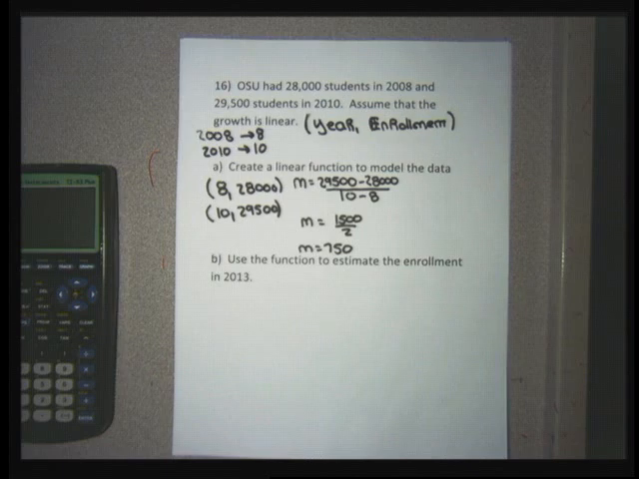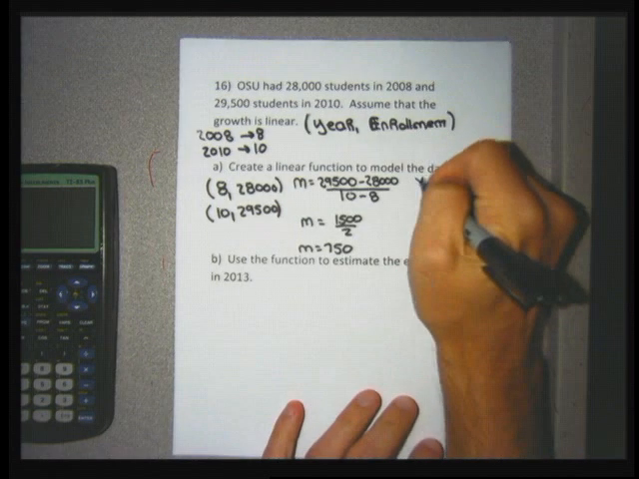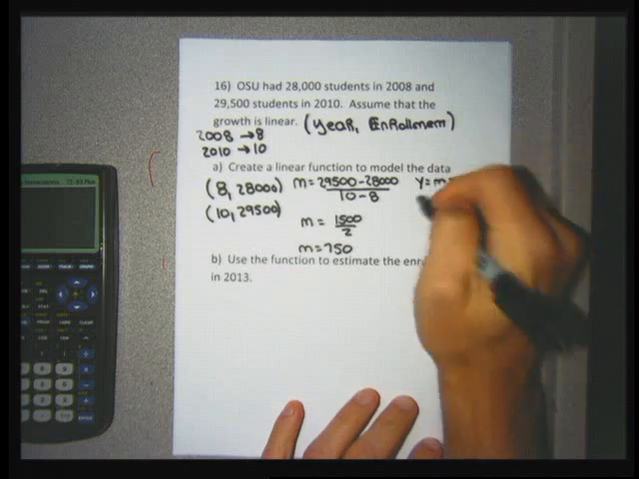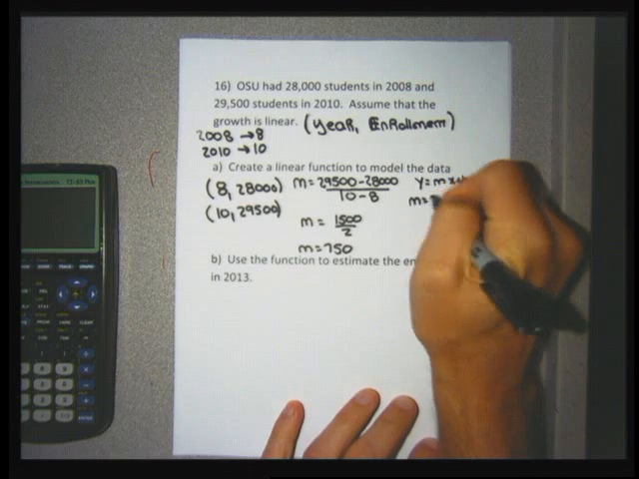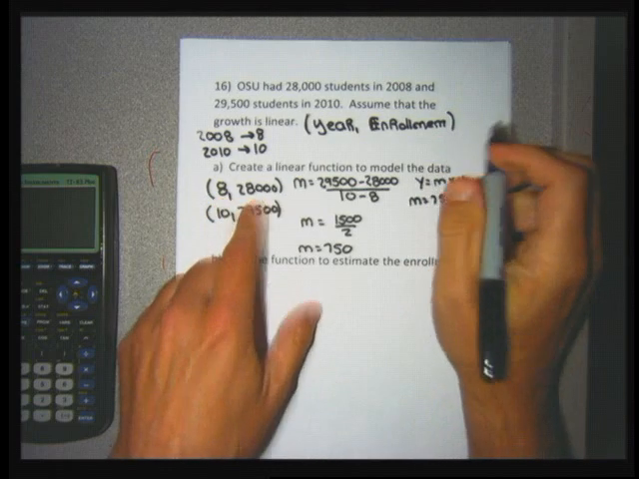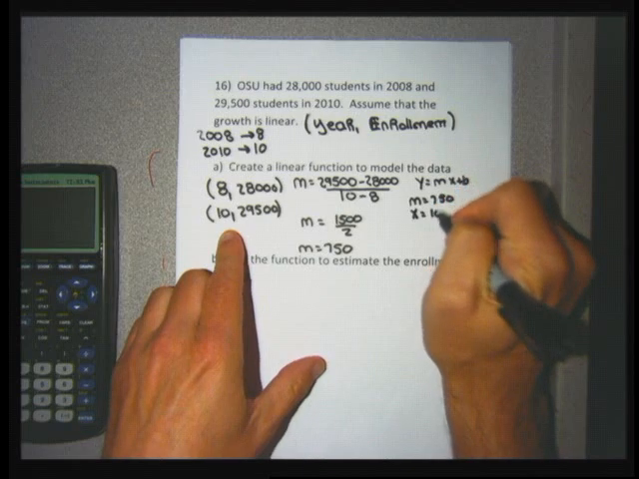And that number is 750. Now I'm going to find my b. To find my b, I'm going to use the equation y equals mx plus b. Into the equation for m, I'm going to plug 750. And for x, I'm going to use the top. Well, I'll use the bottom point because I like using the 10. And for x, I'm going to use 10. And for y, I'm going to do 29,500.